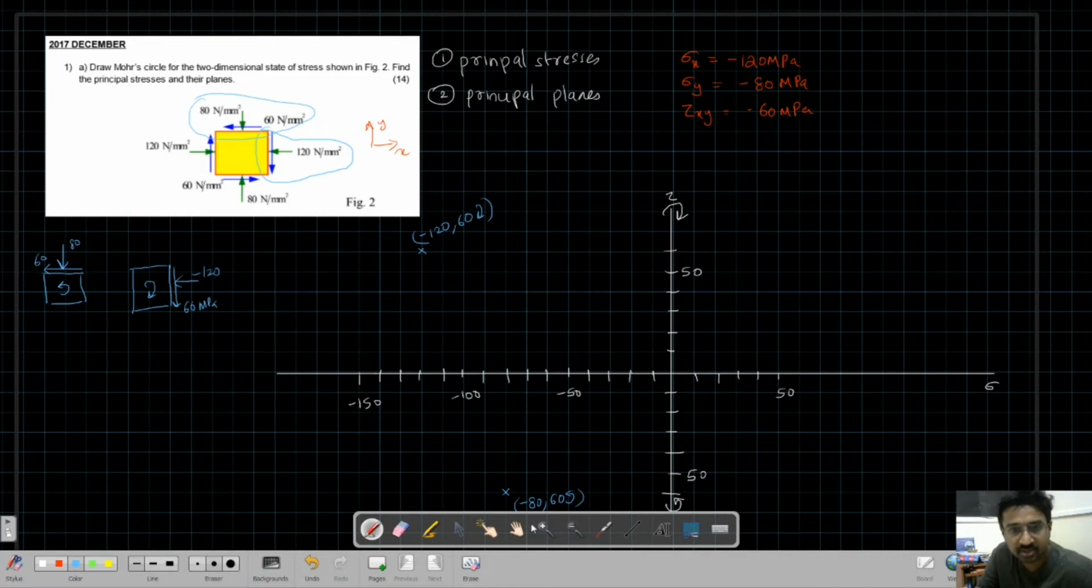So these 2 points basically represent stresses in 2 planes. This is a plane which is vertical, and this is a plane in the horizontal direction. Now what we have to do is draw these 2 points. Let me draw the points with a line, from here to here.